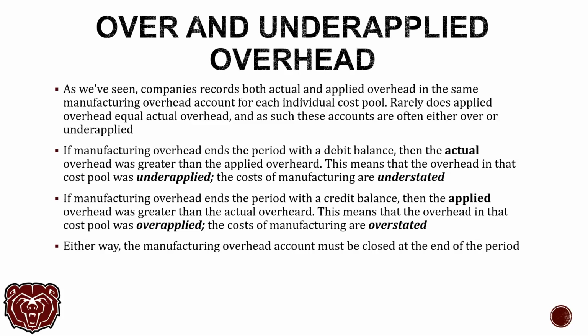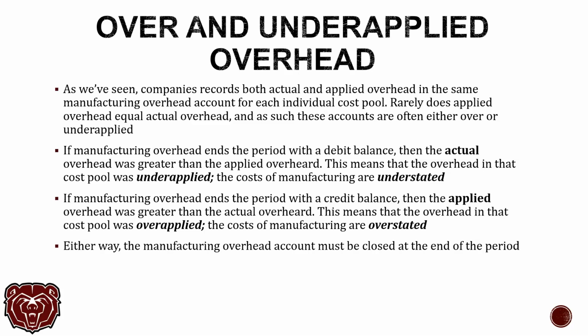Okay, so if your manufacturing overhead account ends the period with a debit balance, what this means is that the actual overhead was greater than what we applied. Okay, this means that the overhead in the cost pool was underapplied. This means the cost of manufacturing inside of the work in process inventory is going to be understated.